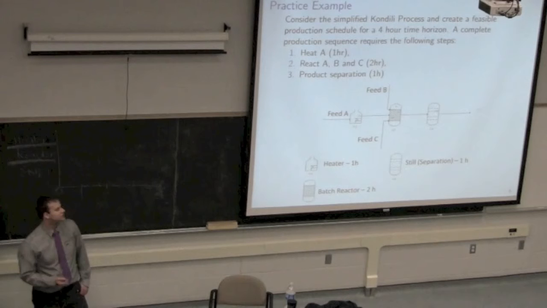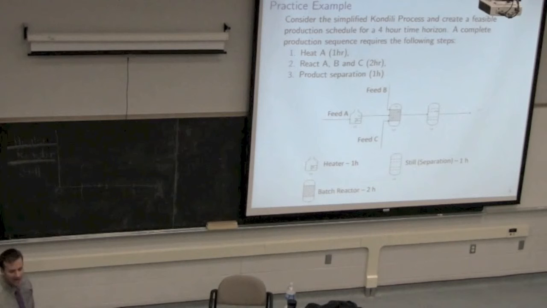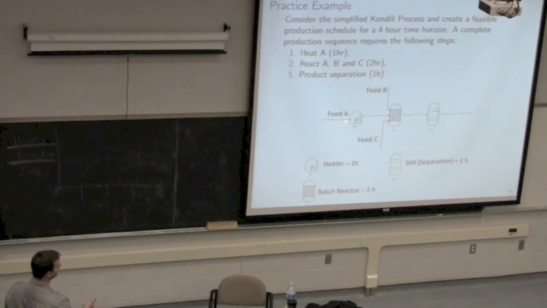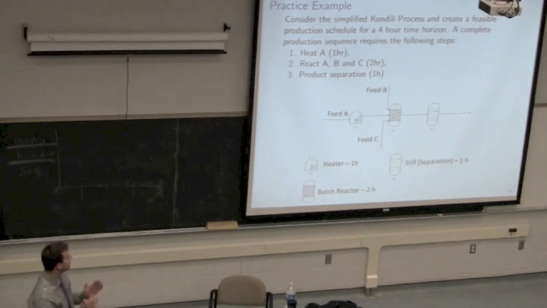So the way this process works is a batch process, not continuous. So what that means is, for example, over here, we have this heating step, the heater, a batch reactor, and you have this separation column over there. The heater takes 1 hour, the batch reactor takes 2, and the separation step takes 1 hour. So you have a batch of material that goes through the first step, the second, and the third.